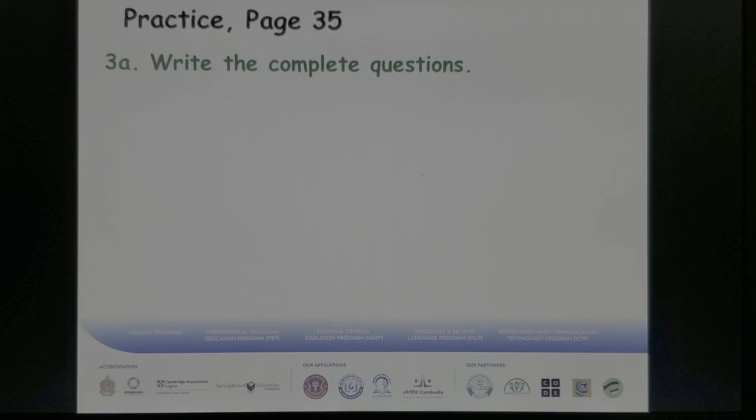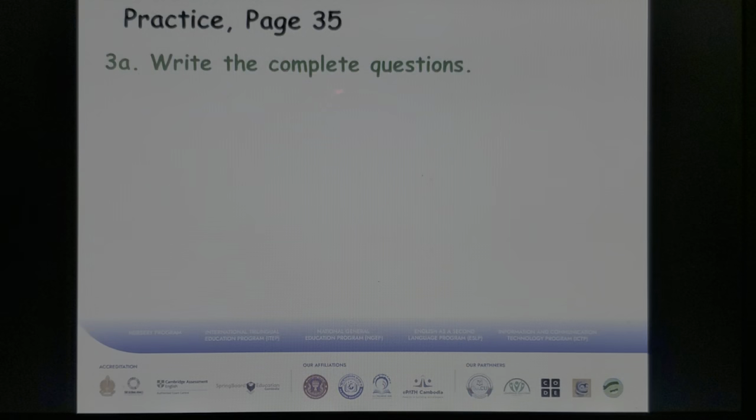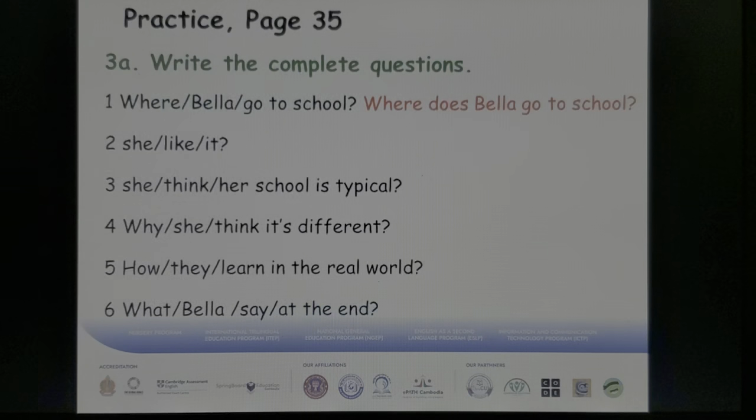Open your book, please, everyone. Activity 3A. Write the complete question. What does it mean? Example: that is the question, but it hasn't completed yet. Where Bella go to school? The complete question: where does Bella go to school? We put does before Bella.